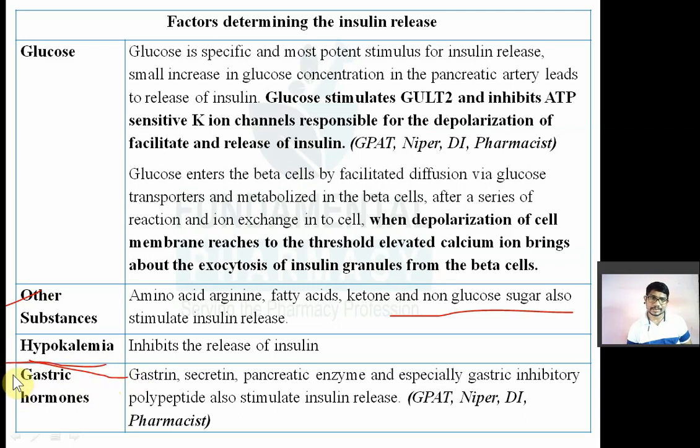Then gastric hormones are also a player in insulin release. Hormones like gastrin, secretin, and pancreatic enzymes are inhibitory, so they inhibit the release of insulin. Gastric inhibitory polypeptide is one hormone that stimulates the insulin release. So gastric hormones also have a role in the release of insulin.